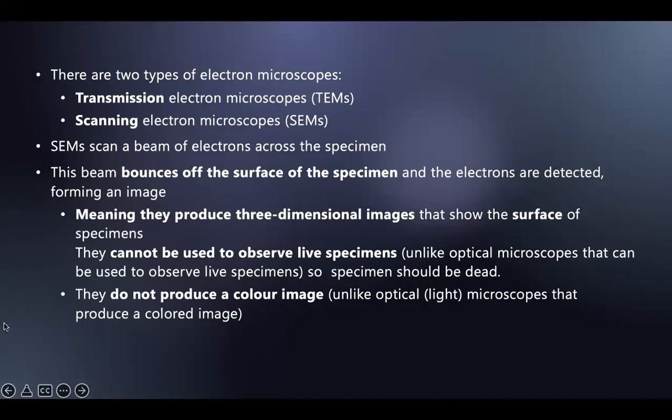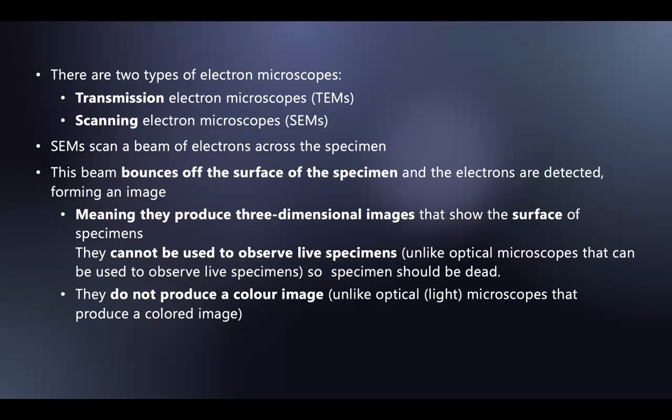Now, there are two types of electron microscopes: the transmission electron microscope and the scanning electron microscope. A scanning electron microscope scans a beam of electrons across the specimen. So a beam of electrons hits the specimen, and this beam bounces back off the surface of the specimen to the microscope, and the electrons are detected, forming an image. This means that they produce three-dimensional images that show the surface of the specimens.